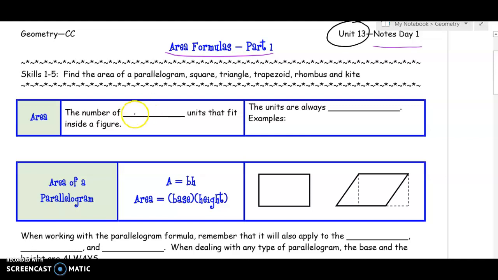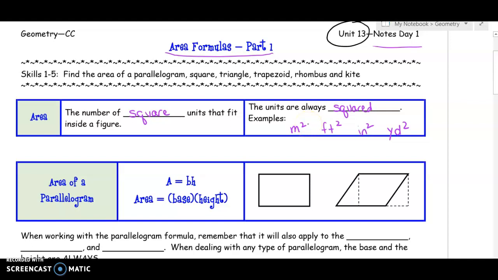Area is going to be the number of square units that fit inside a figure. I'm sure you've probably done area before in previous math classes. The units are always going to be squared, so you'll have something like square meters, m with a little 2, or square feet, or square inches, or square yards. It's always with a little exponent of 2.